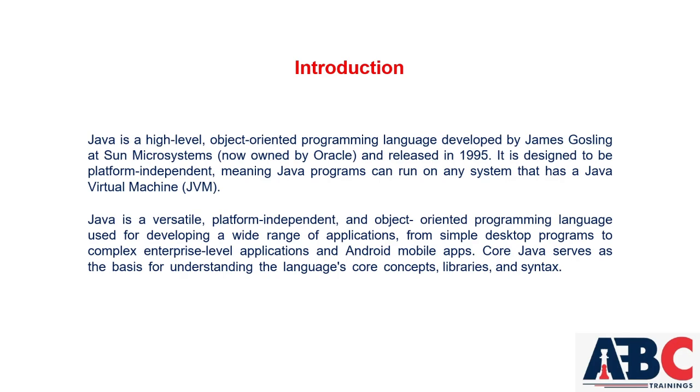Java is a versatile, platform-independent, and object-oriented programming language. It is used for developing a wide range of applications, from simple desktop programs to complex enterprise-level applications and mobile apps. Core Java serves as the basic understanding of the language, core concepts, and libraries, and its syntax is also simple.